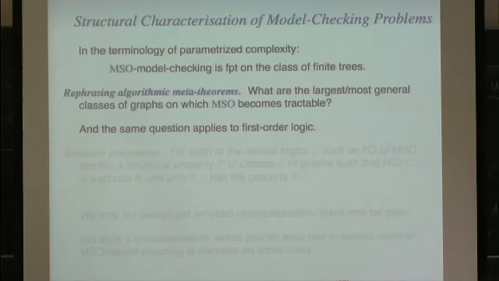And so the very last rephrasing of algorithmic meta-theorems, and then I'll actually prove a few, is the following. Basically, we fix the logic, and then we're interested in the question: what are the largest or most general classes of structures where the model checking problem for this logic becomes fixed parameter tractable.